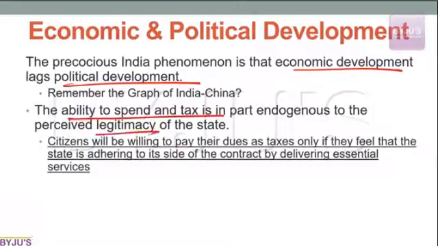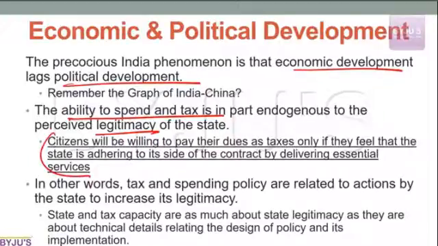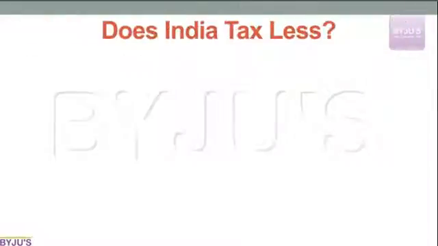Now the ability to spend and tax is part of legitimacy, as we discussed. Only if you feel the state is doing properly, citizens are willing to pay taxes. So both are required. Fiscal capacity is as much about technical details as about state legitimacy. People have to feel that they are part of the country.